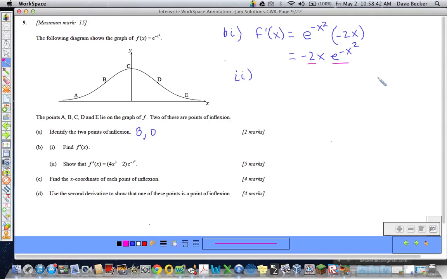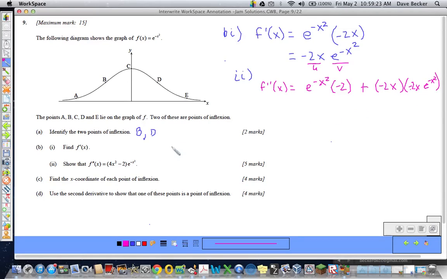So remember, product rule: I have a u and a v, so it's v du plus u dv. So the second derivative is equal to v, e to the negative x squared, du, times negative 2, plus u, negative 2x, dv. Well, the derivative of e to the negative x squared, we already did. It's up here. So that would be negative 2x e to the negative x squared.